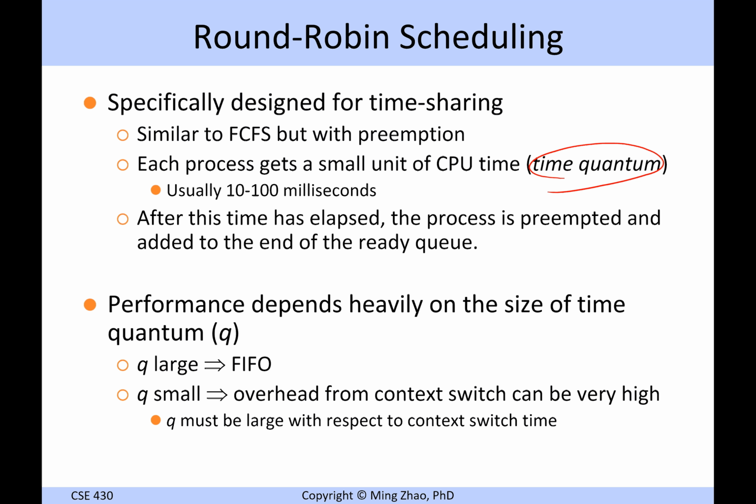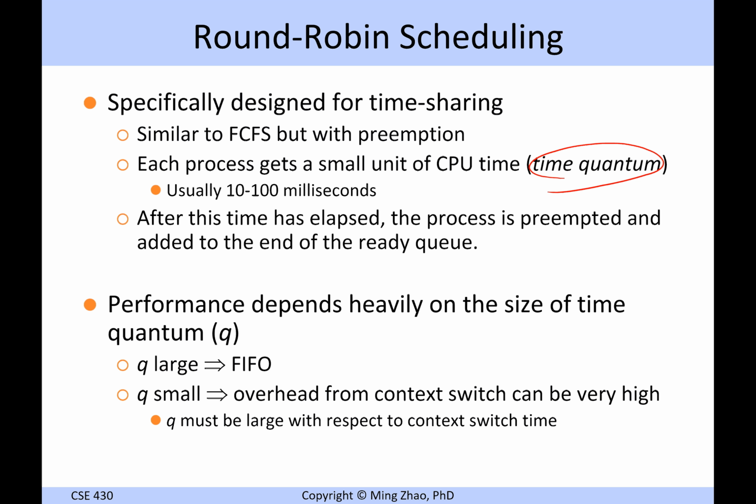Okay, so after this quantum has elapsed, the process is preempted and added to the end of the ready queue. So the performance of round-robin scheduling depends heavily on the size of the time quantum. This goes back to the overhead we mentioned early, the overhead of the context switch.